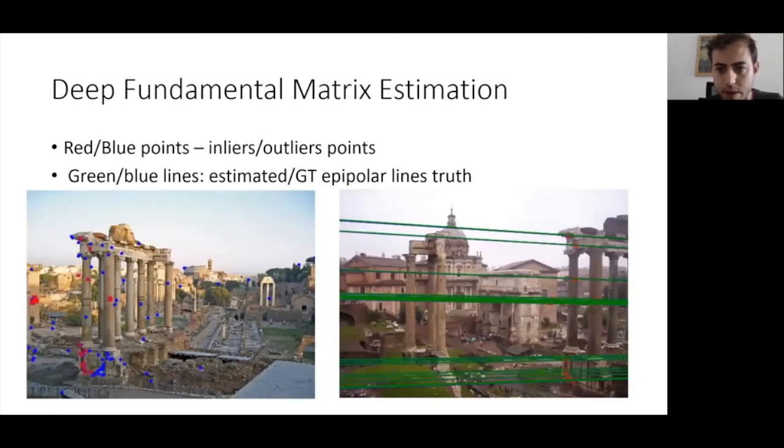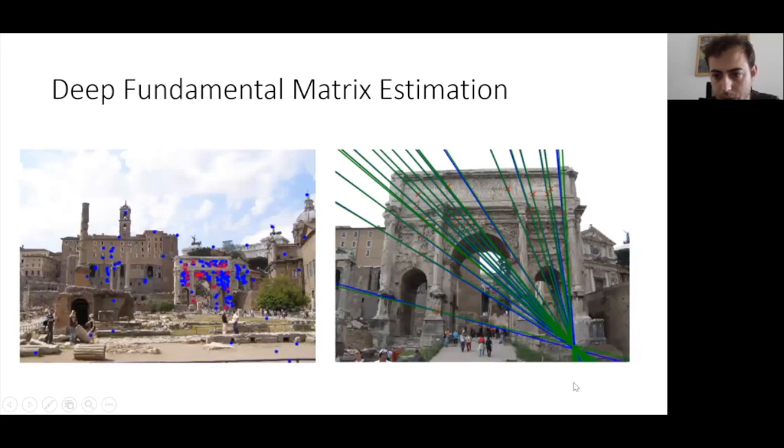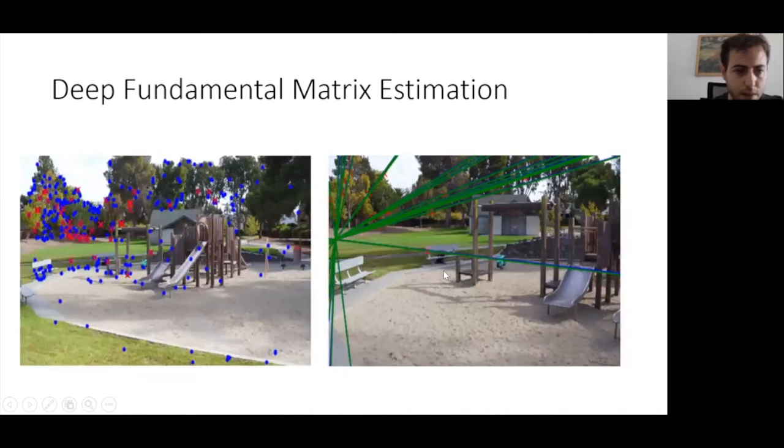Let's see some qualitative results. Here, red are inliers, blue are outliers, and here you can see the second image with the corresponding epipolar lines. The green are the estimated lines, the blue are the ground truth lines, and you can see that they all pass through the corresponding points as required. Here is another not easy example. You need to find the fundamental matrix between this image where the gate is small and this image where the gate is large. And you see that the results are close to the ground truth results. And another nice example.